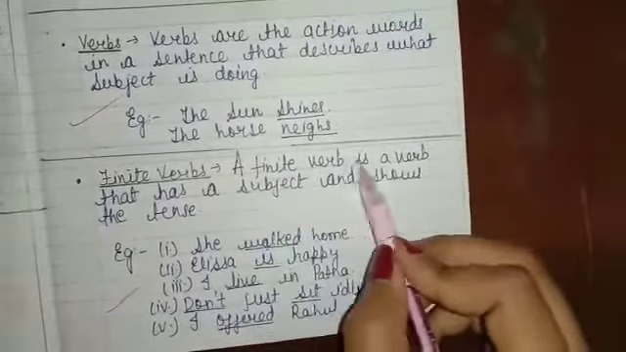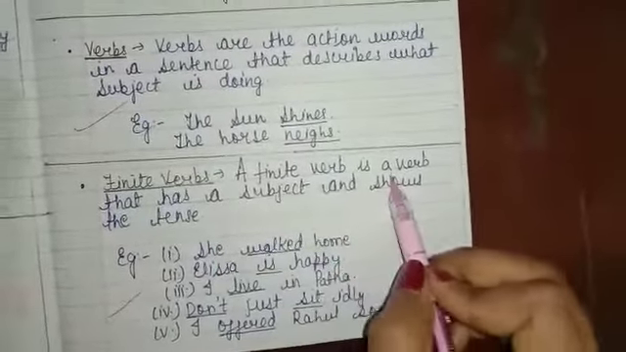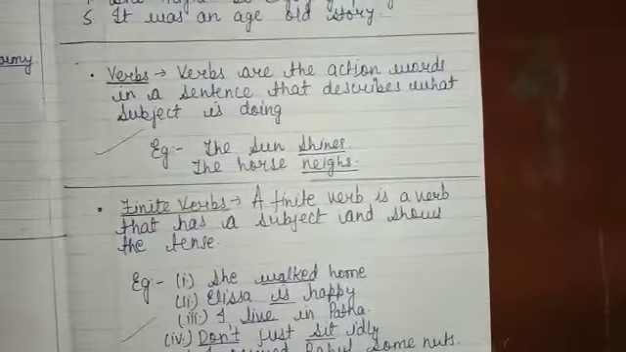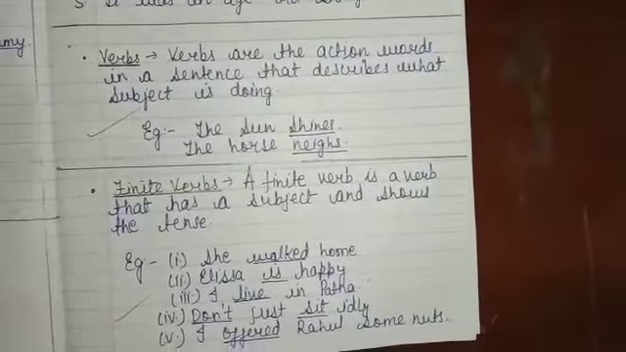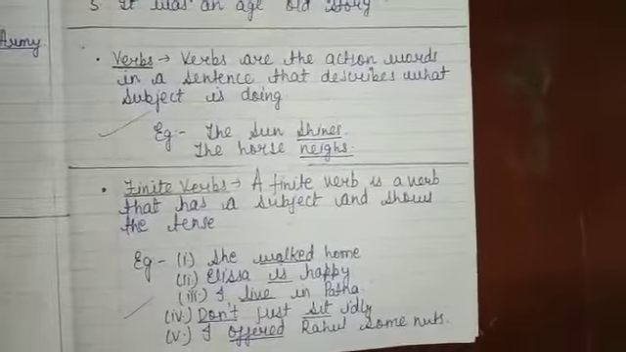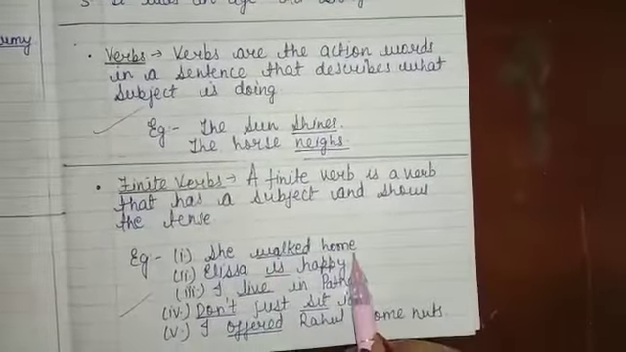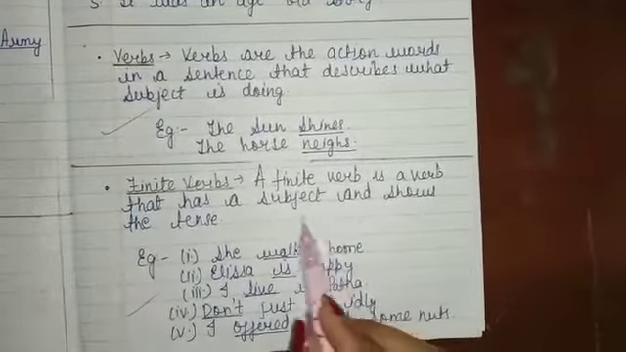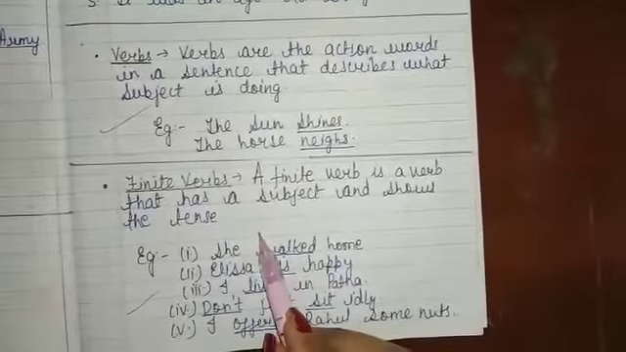A finite verb is a verb that has a subject and shows the tense. A finite verb is a verb that has a subject, and which shows the tense. Like, she walked home. Here, walked. Here you can determine the tense.